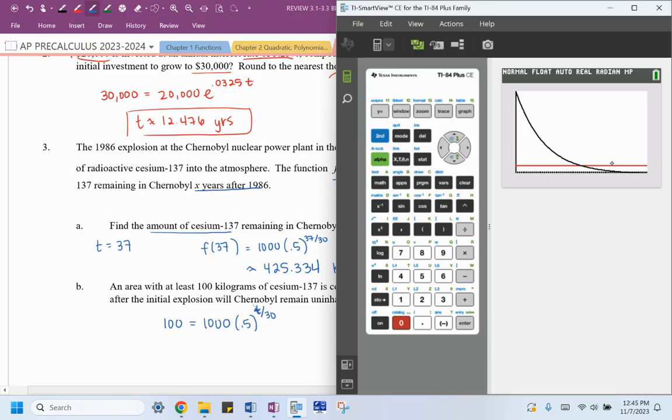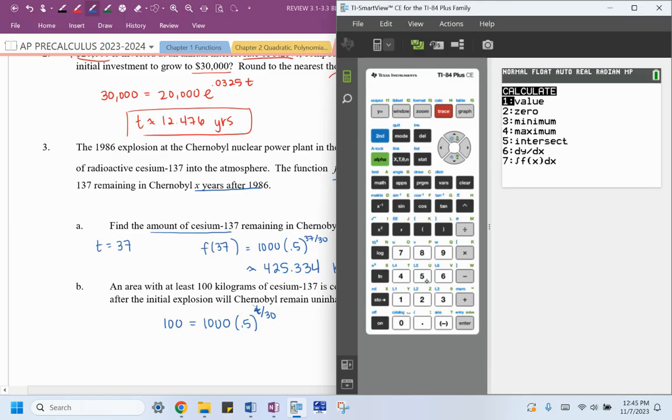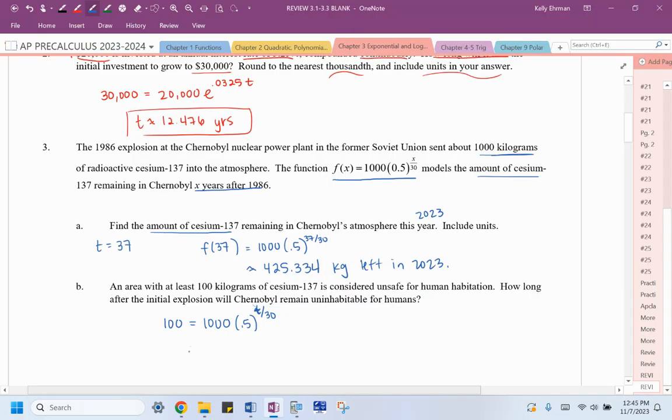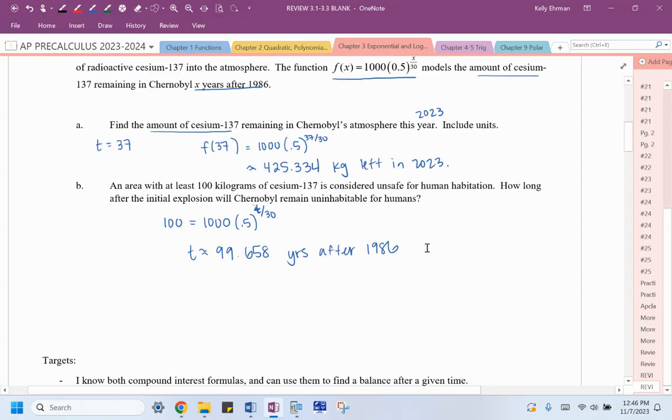All right, so 200 was plenty. 100 might have made it. Let's see where this point of intersection is. Yeah, so 100 would have just fit. I would have had to bump it out a little bit. So 99.658. T is approximately equal to 99.658. This is years after 1986, right? So basically, let's round that to 100. Basically, in 2086, we could say, all right, you can start going back to that area.